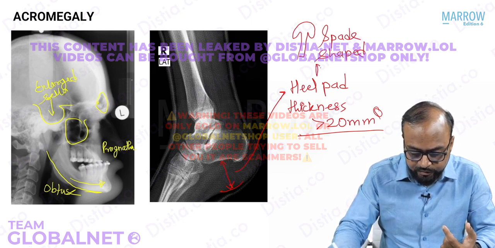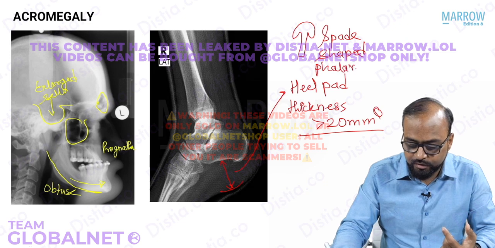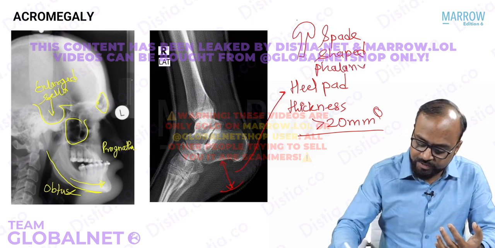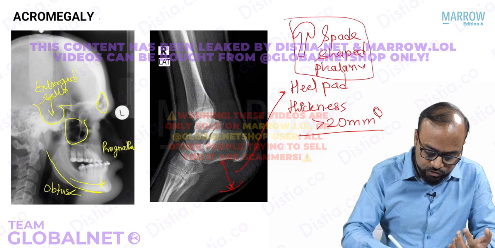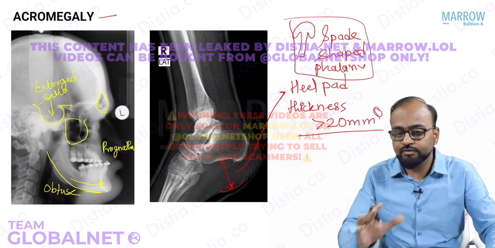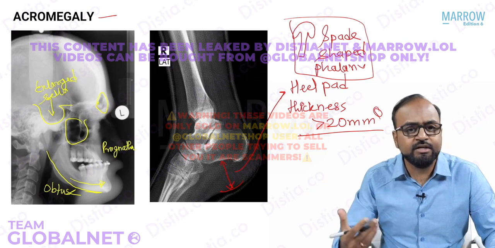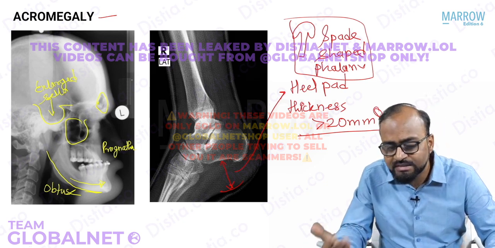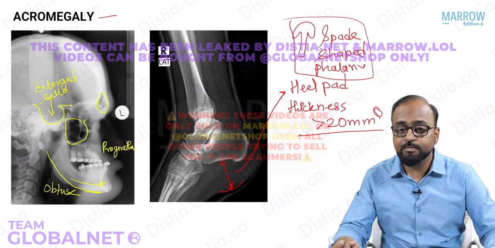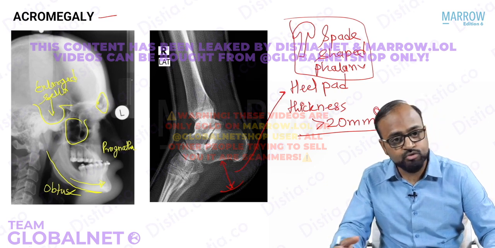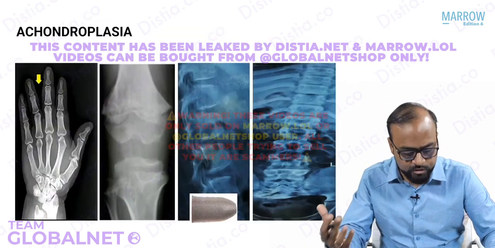Spade shaped phalanx, terminal phalanx of the hand. So spade shaped phalanx, this is also a feature of acromegaly. So various features of acromegaly. Now let us look at certain specific skeletal dysplasias. Usually they don't present clinically with specific signs, but imaging findings are very, very classical. So they can be asked as named signs and appearances in your exam.